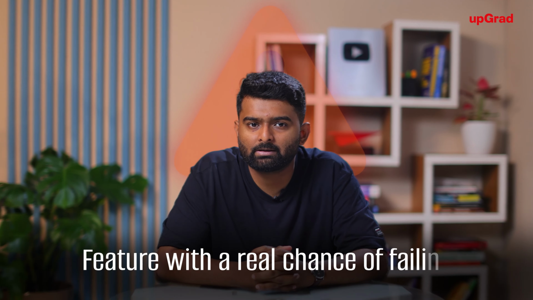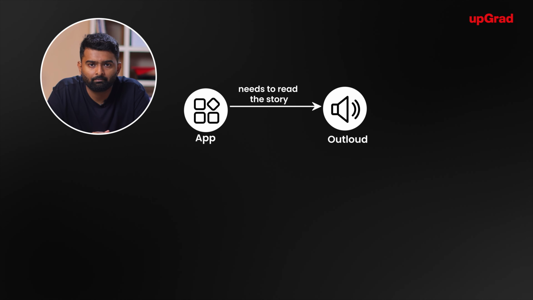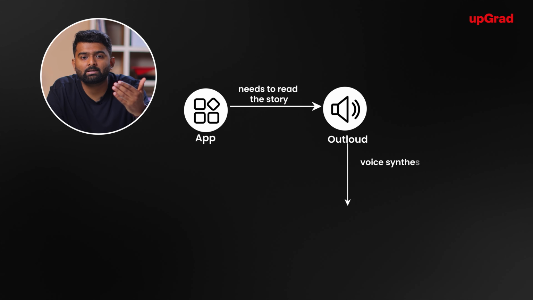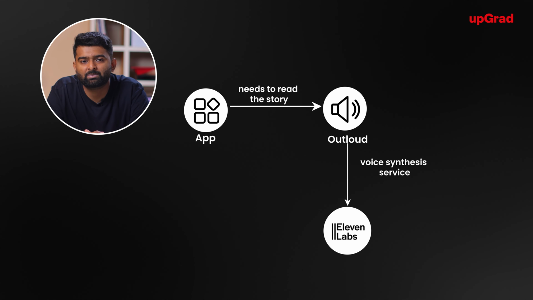Now the feature with a real chance of failing. The app needs to read the story out loud, not in generic synthetic voice, in the kind of voice you would actually want a child to hear before sleep. Soft, slightly accented, female. This requires connecting to a voice synthesis service called ElevenLabs, an external integration, the kind of step that usually breaks builds.